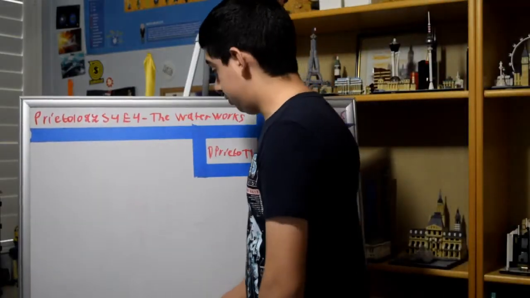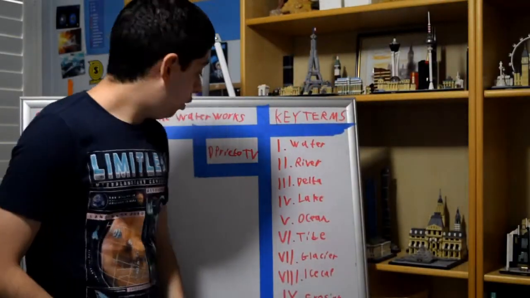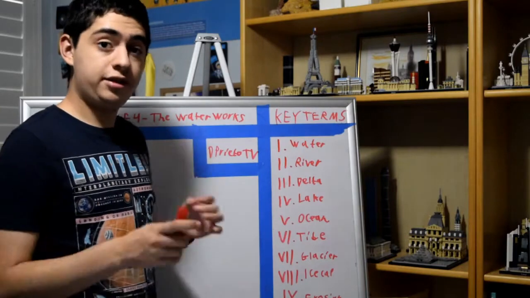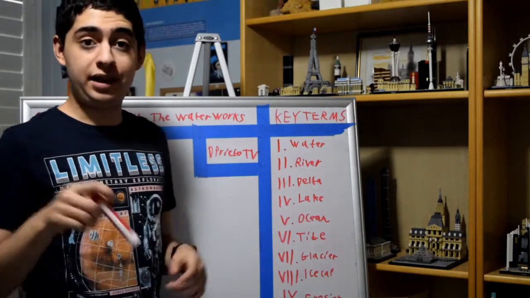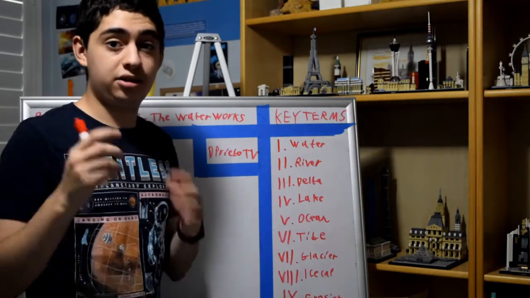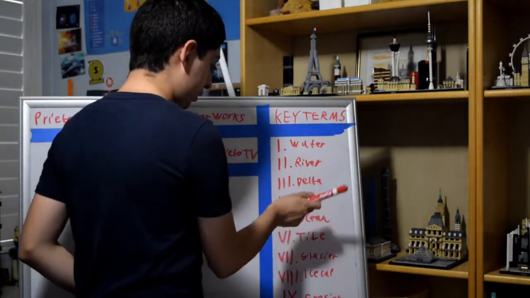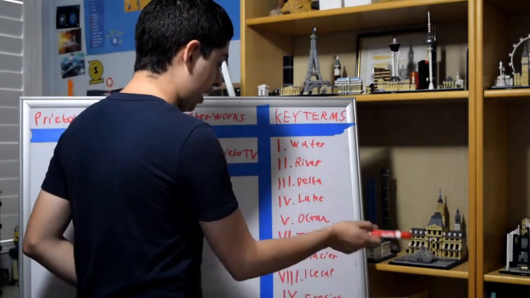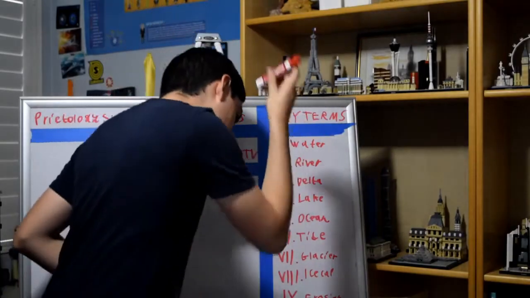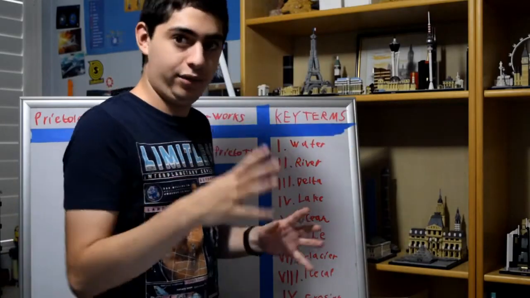Let's go over the key terms. Alright, we got a good amount of terms today. Let me move to this side. We got 9 of them today. We're just at the limit. Remember, for every episode from now on for Prietology, the max is going to be 10 terms per episode. We got 9 of them today: water, river, delta, lake, ocean, tide, glacier, ice cap, and the god of all of our geography stuff that we've been talking about thus far, erosion. That is going to be a big topic to cover today.